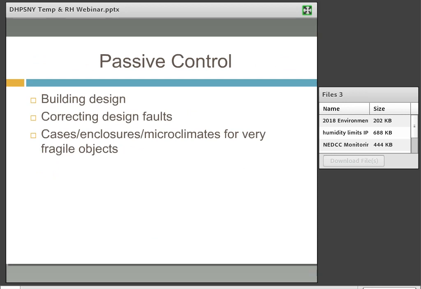Passive control is becoming more common as institutions try to become more sustainable and have less of an impact on the environment. The most common methods of passive control include designing buildings that are specifically suited for the local environment, which can help to control those fluctuations through the way that the structure is designed. A similar method is to correct existing design faults in an institutional structure.